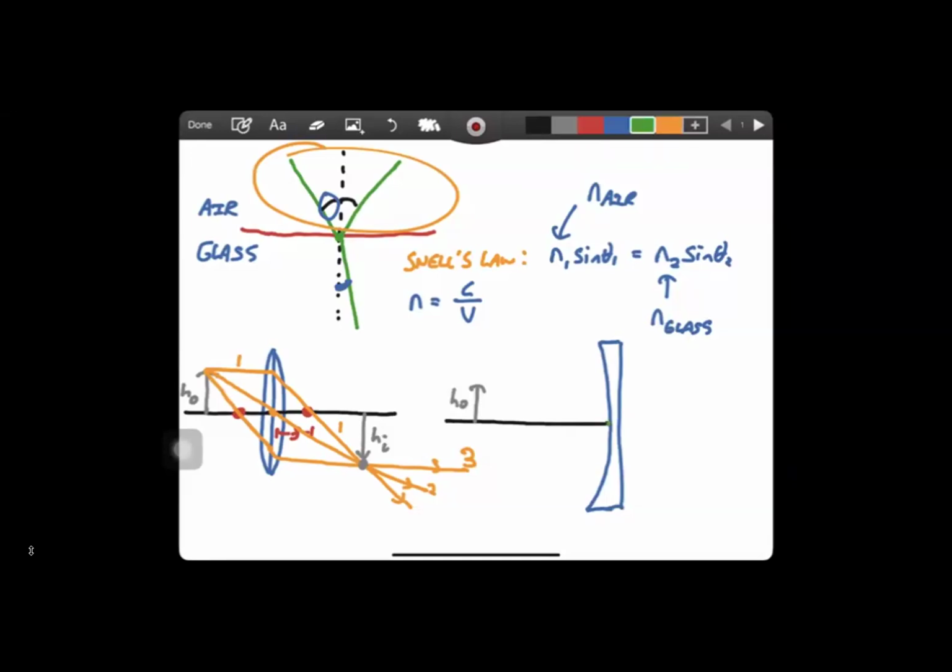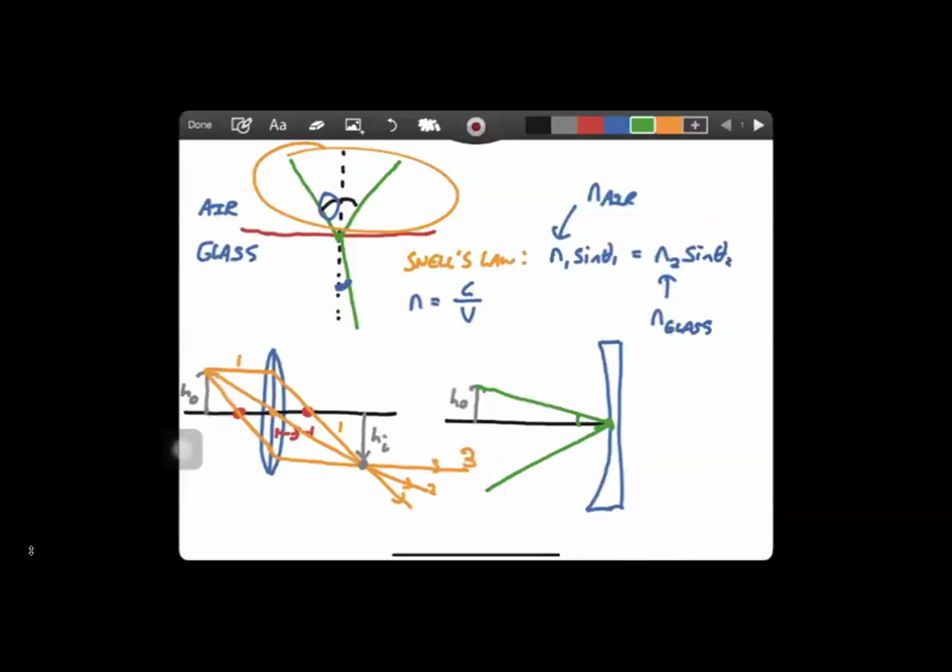If I have light that leaves the object and hits that mirror, you can see it has an angle to the optical axis. Because of the law of reflection, it's going to bounce at the same angle.